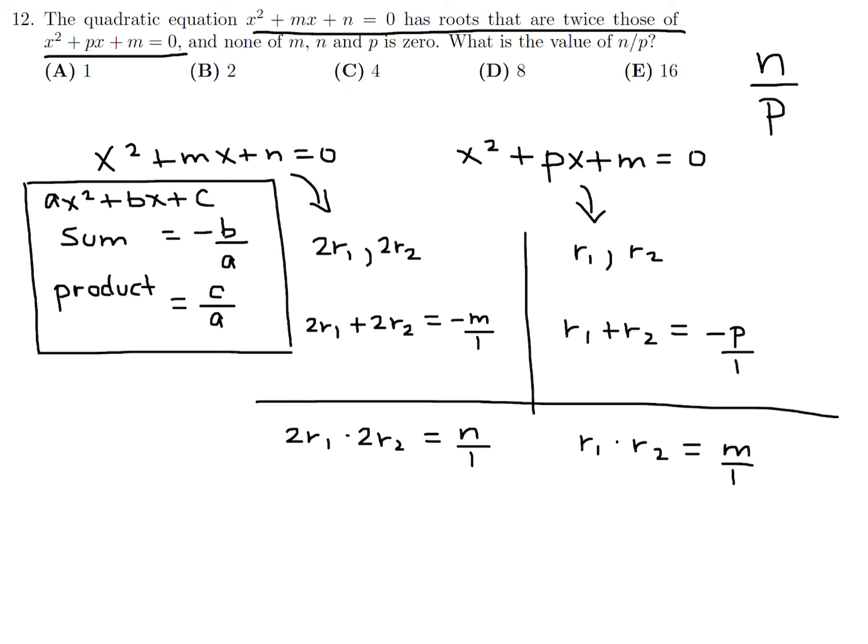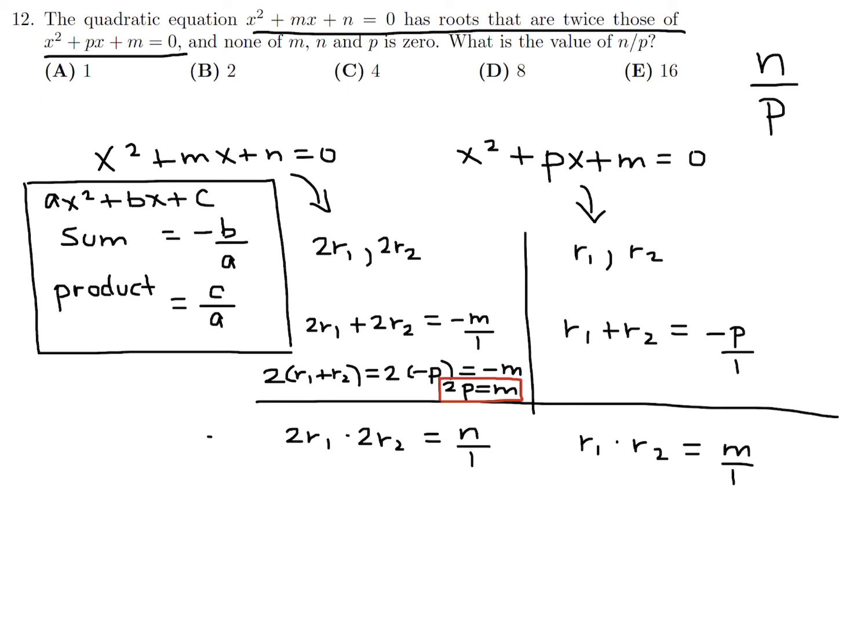Well, from the first one, this one right here, if I factor out a 2, I get r1 plus r2, correct? Now, r1 plus r2 is right here. It's negative p. So this becomes negative p, and that is equal to negative m. So therefore, 2p is equal to m. Correct? I'll just put a little red box around there because that's important.